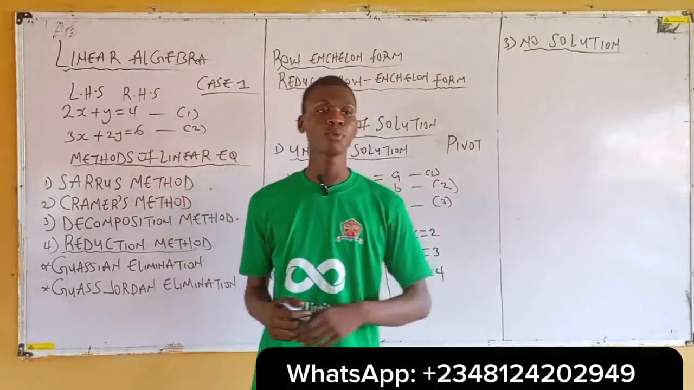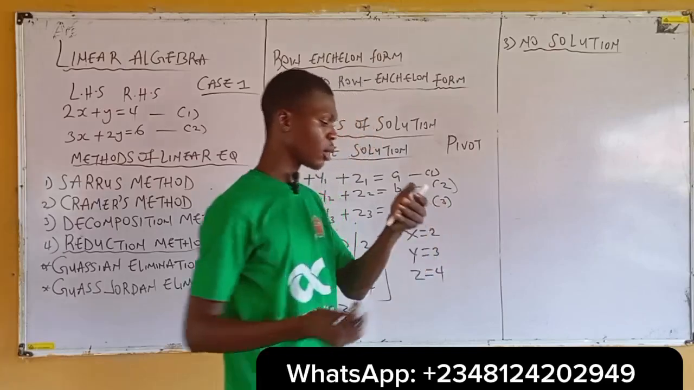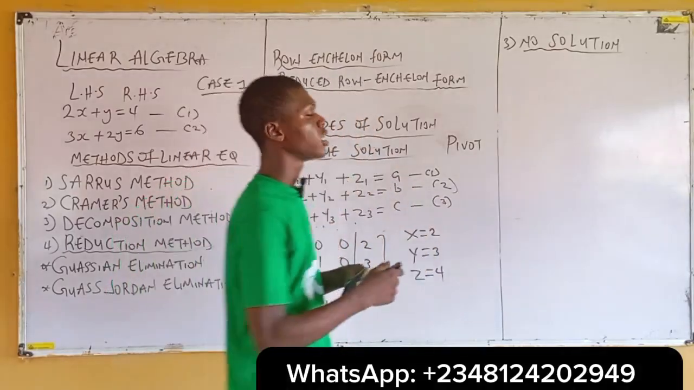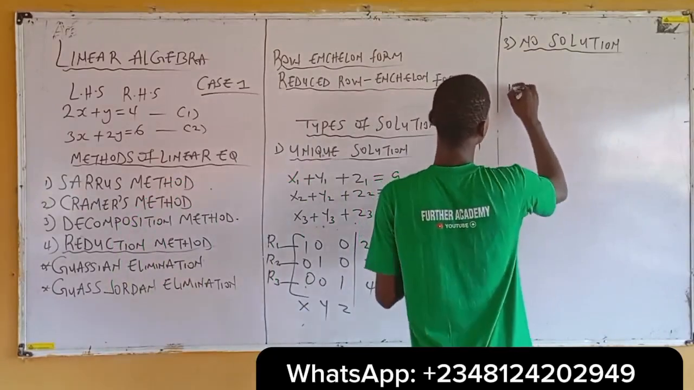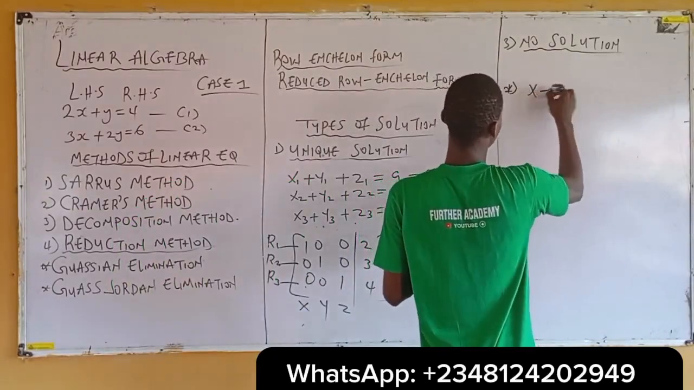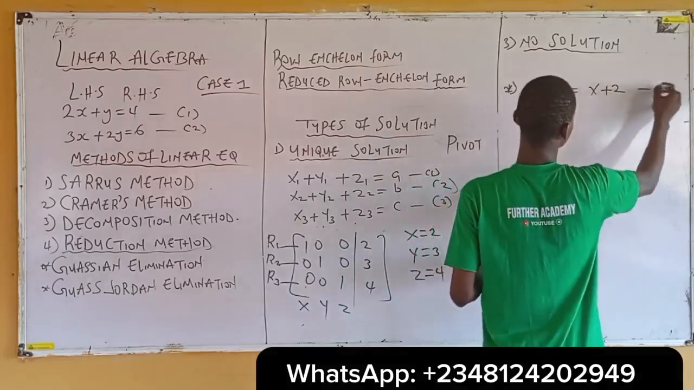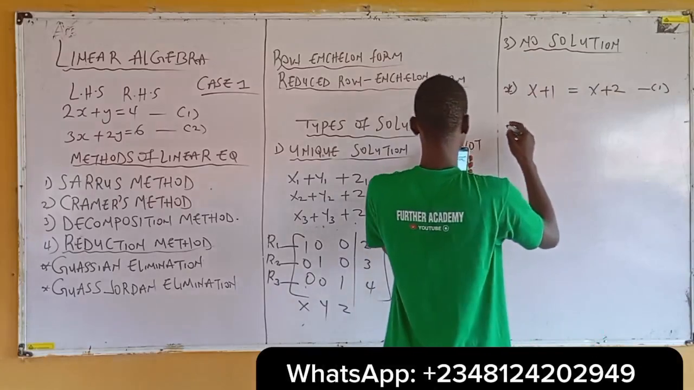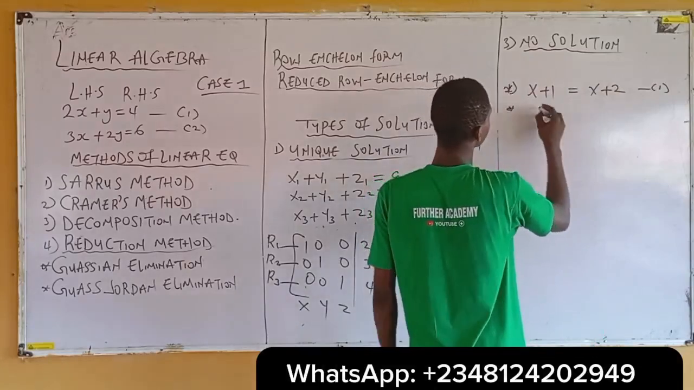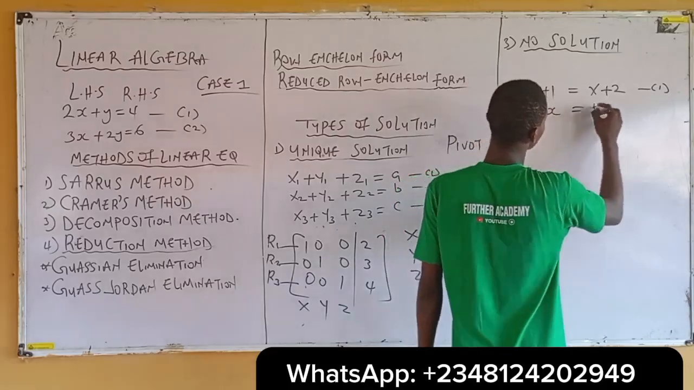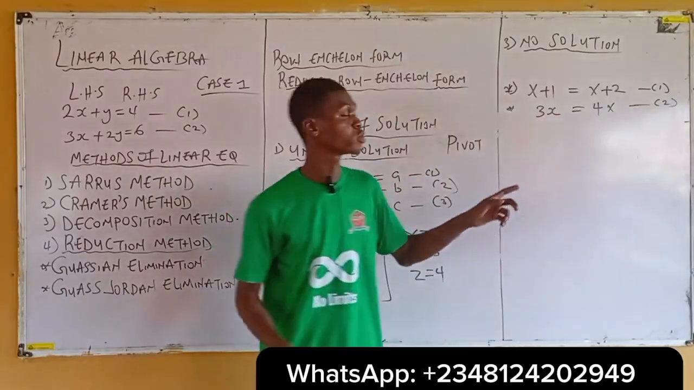Now, let's take an example of this type of solution. The first example that we have here is x plus 1 equals x plus 2. Say this is equation 1. Then the next one, 3x equals 4x. Say equation 2.